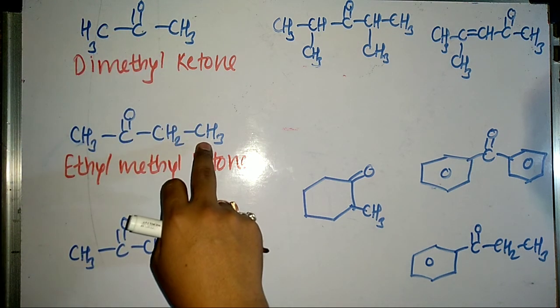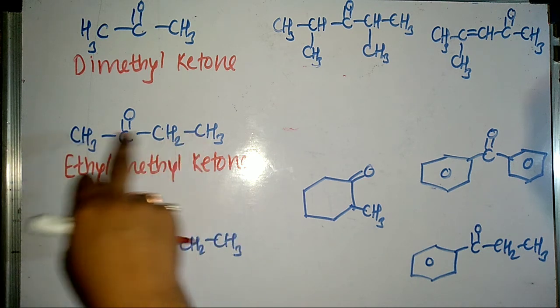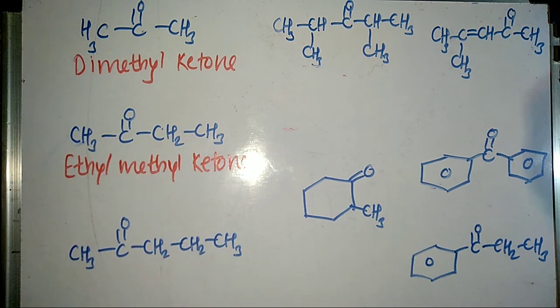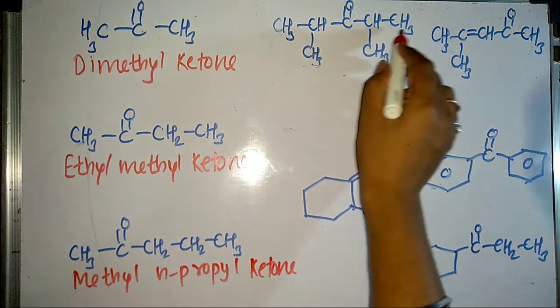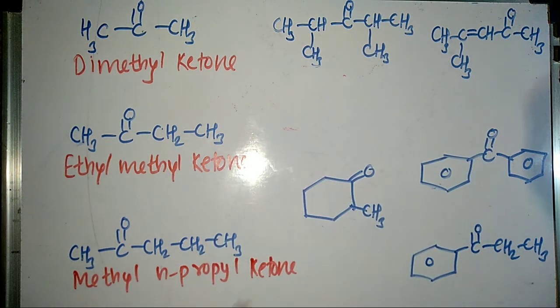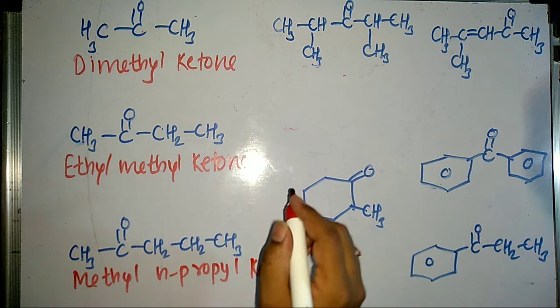Remember, dimethyl ketone is an example of a symmetrical ketone because both alkyl groups attached to the carbonyl carbon are same. Ethyl methyl ketone is an example of a mixed ketone because both alkyl groups attached to the carbonyl carbon are different. Again, this is a mixed ketone. This is a methyl, this is an n-propyl. So we will write the name of this ketone as methyl n-propyl ketone. Methyl n-propyl ketone is the correct name.